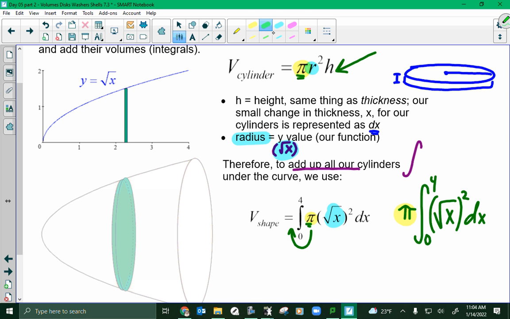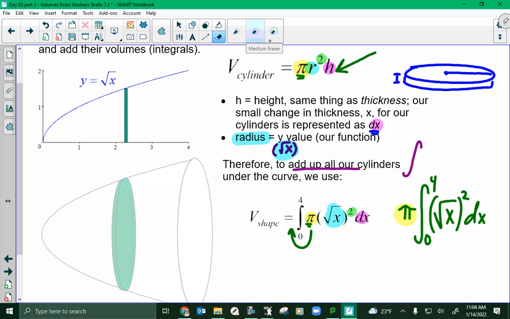And then we say h is just a small change in x, dx. And let's not forget, we need to square the radius. So whatever the radius is, don't forget to square it. That really is volume.